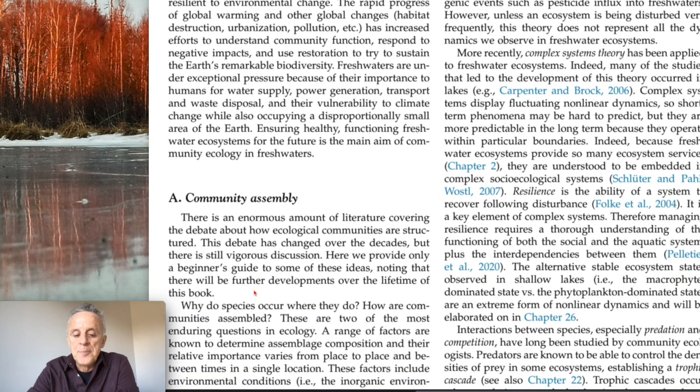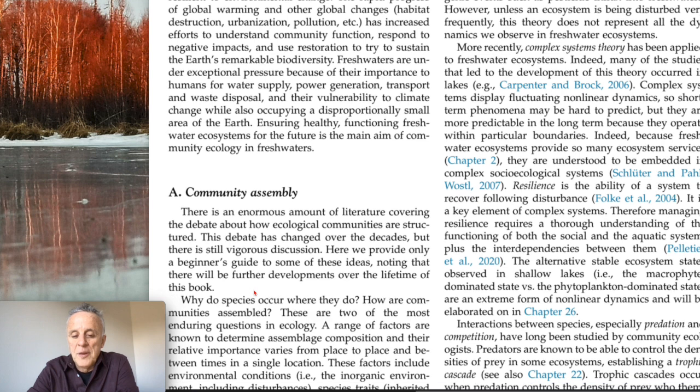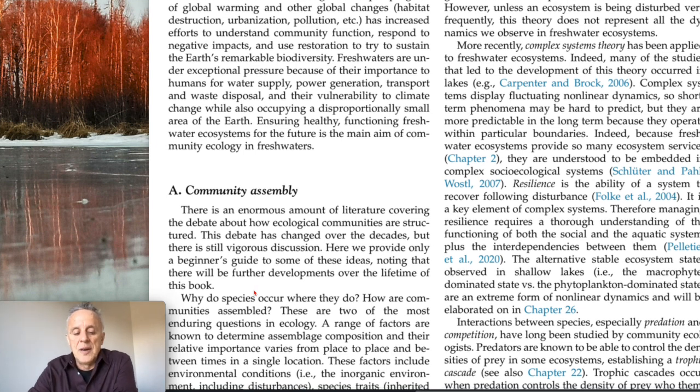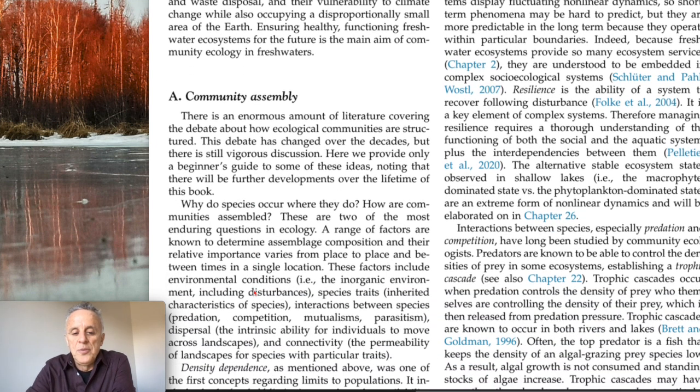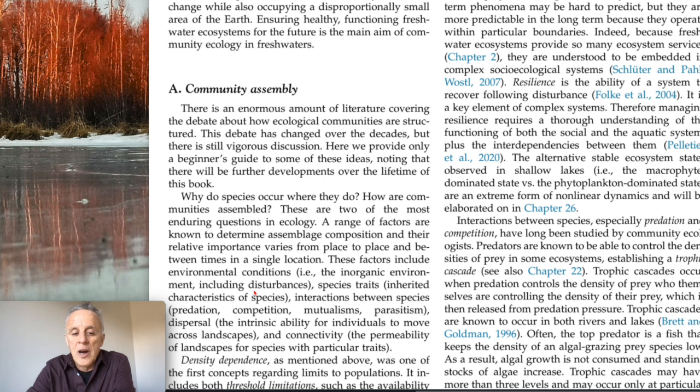Community assembly. There is an enormous amount of literature covering the debate about how ecological communities are structured. This debate has changed over the decades, but there is still vigorous discussion. Here we provide only a beginner's guide to some of these ideas, noting that there will be further development over the lifetime of this book. Why do species occur where they do? How are communities assembled? These are two of the most enduring questions in ecology.